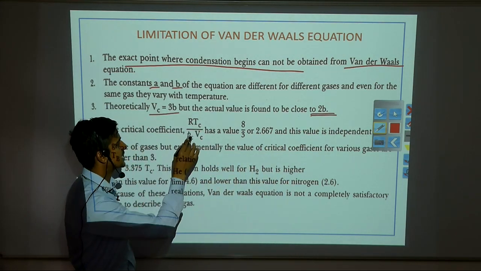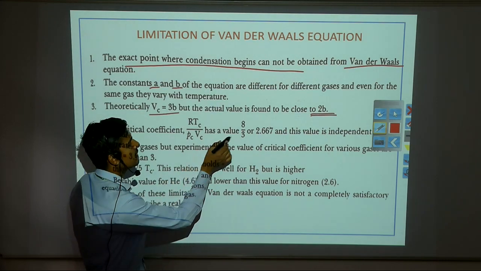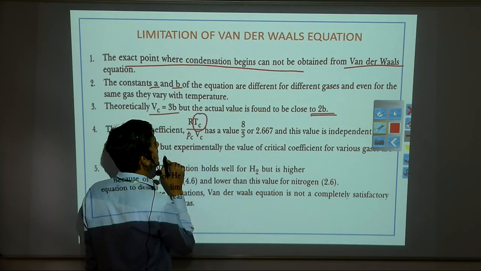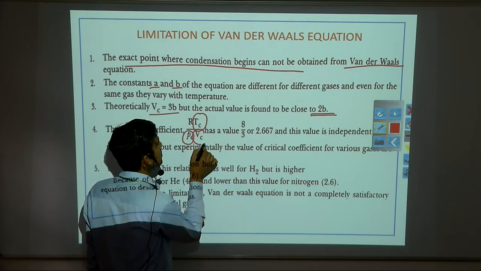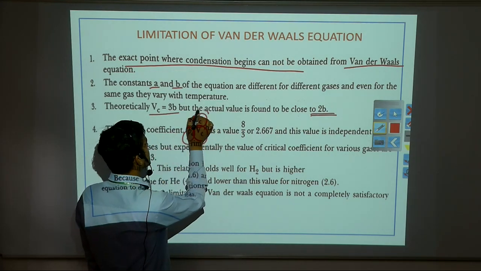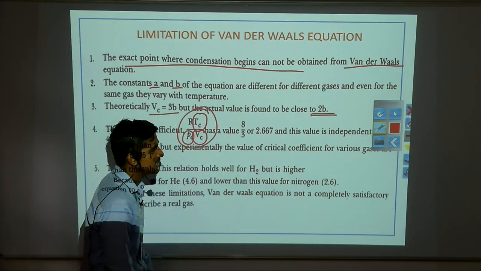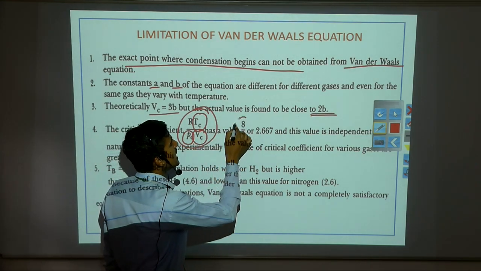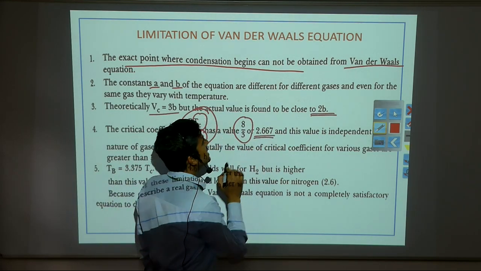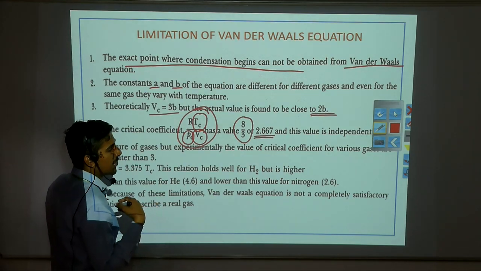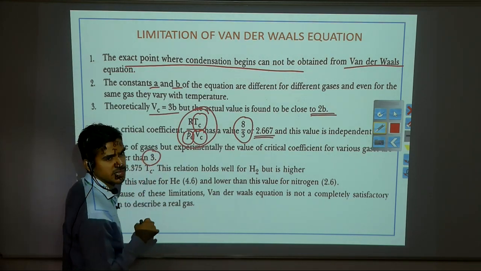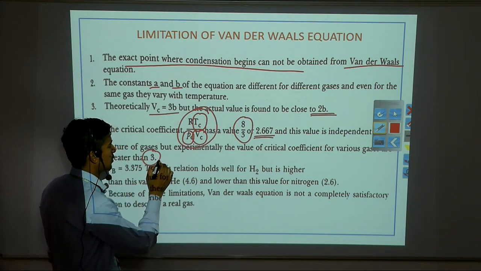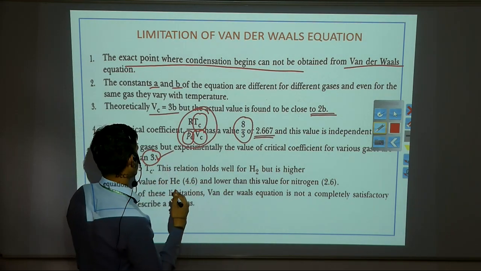The critical coefficient RTC divided by PC VC has a value of 8 divided by 3, or 2.667. Here TC is the critical temperature, PC is the critical pressure, and VC is the critical volume. The value of this critical coefficient is 8/3, or 2.667, but experimentally its value is greater than 3.